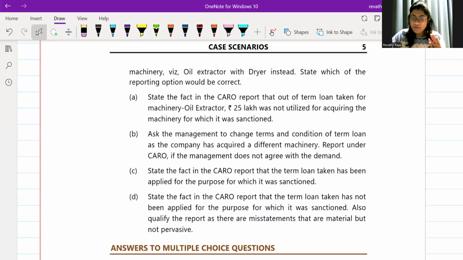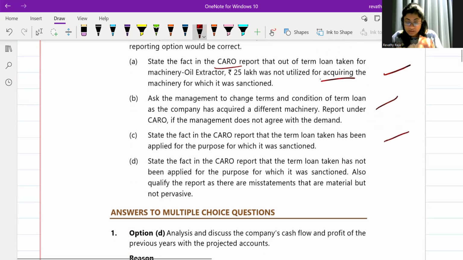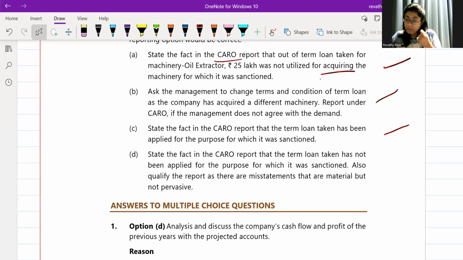Now read. State the fact in Caro. Out of the loan of 25 lakh, was not utilized for acquiring the machinery, it was sanctioned. This is your reporting. Ask the management to change the terms and conditions of the loan and report under Caro if management does not agree with the demand. State in Caro that the loan has not been applied for the purpose for which it is sanctioned. State the fact in the Caro report that the term loan taken was not applied for the purpose for which it is sanctioned. Also qualify the report as there is a misstatement that is material but not pervasive.